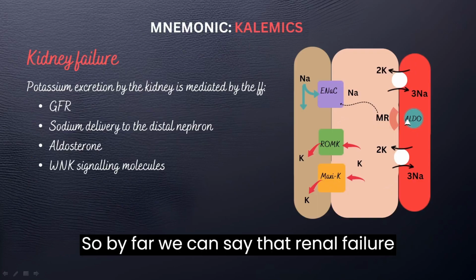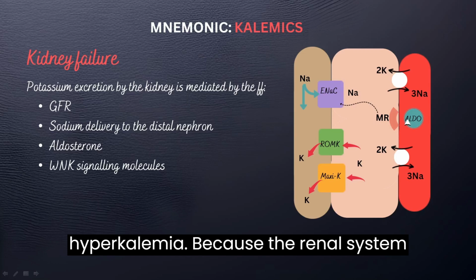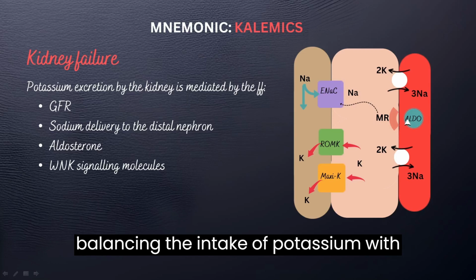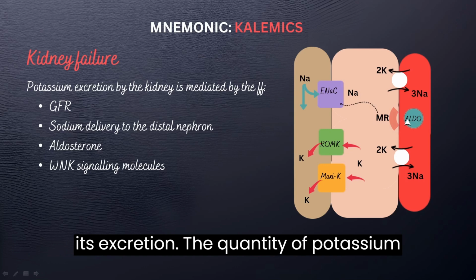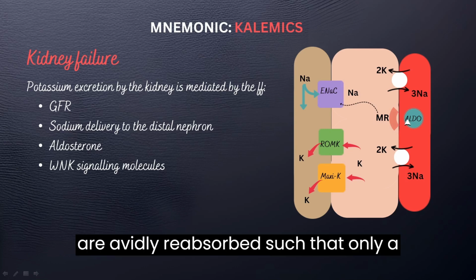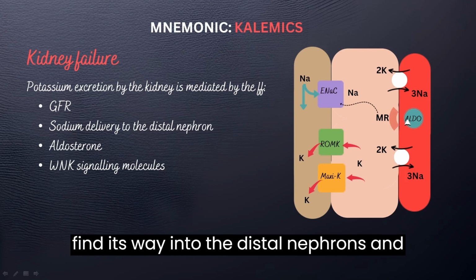So by far we can say that renal failure is one of the major causes of hyperkalemia, because the renal system helps in maintaining potassium levels by balancing the intake of potassium with its excretion. The quantity of potassium that enters the proximal tubules is avidly reabsorbed, such that only a small fraction of the potassium will find its way into the distal nephrons.